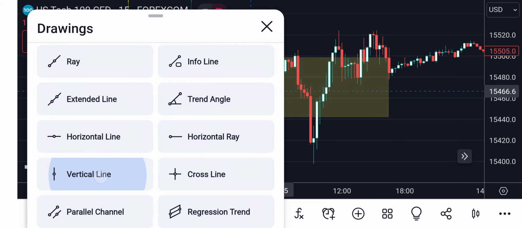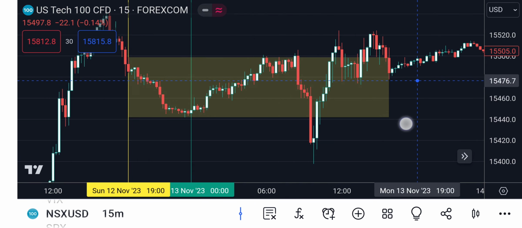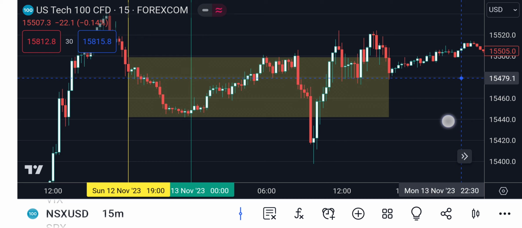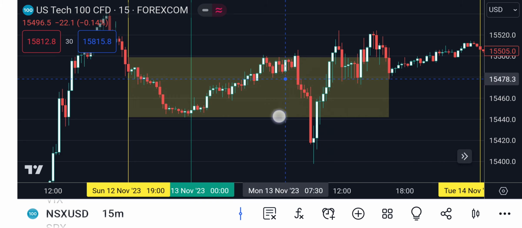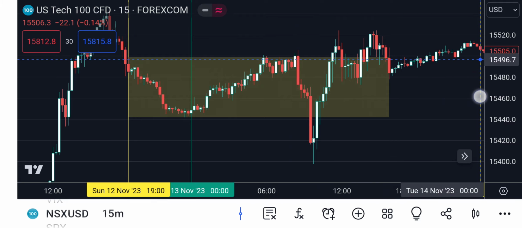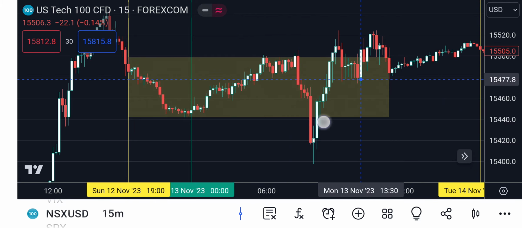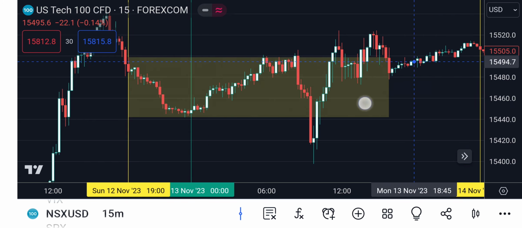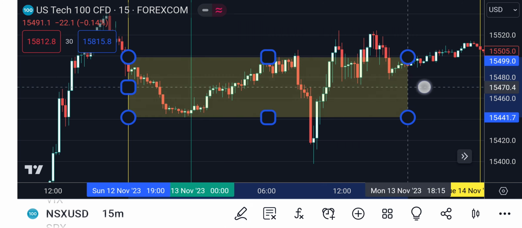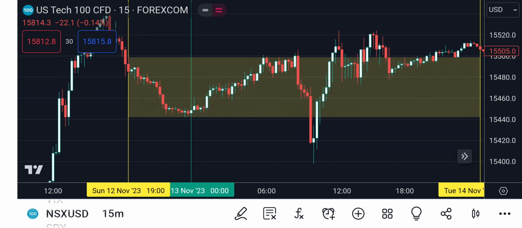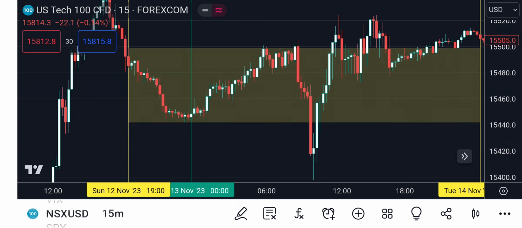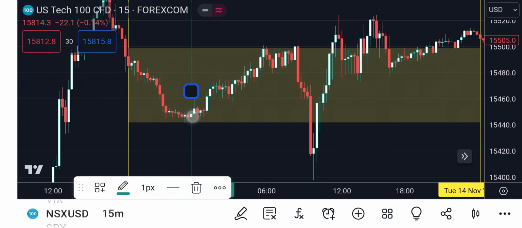Let me just put another vertical line to show where the New York day ends. So the New York session ends right about here, is it? Yeah, it does end there. So a new day begins here. So this is a Monday, guys. This whole area here is a Monday. So I'm gonna pull this all the way up to here.